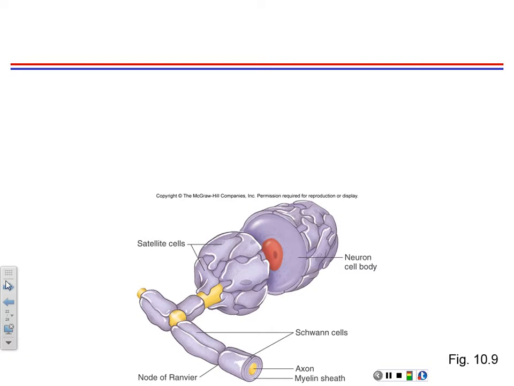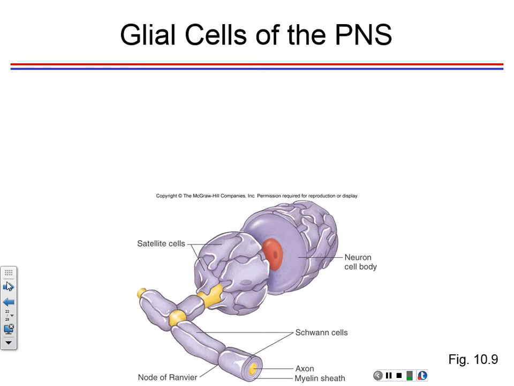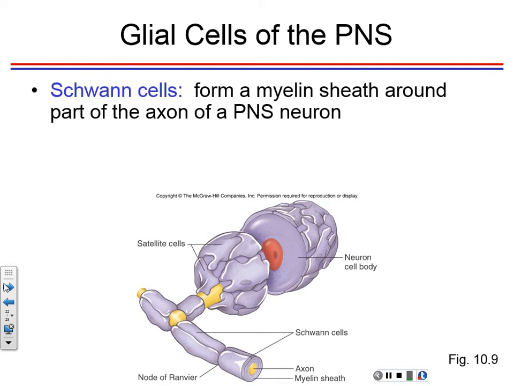Now we go to the peripheral nervous system, and we have just the two cells, satellite cells and Schwann cells. So Schwann cells, we said they are the counterparts of oligodendrocytes in the CNS, and they create the myelin sheath in much the same way, just wrapping around these axons to create the myelin sheath in the peripheral nervous system.